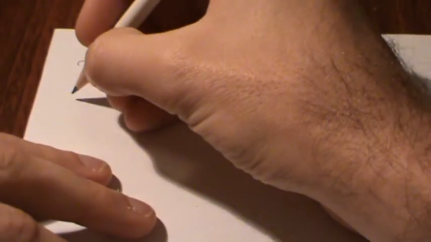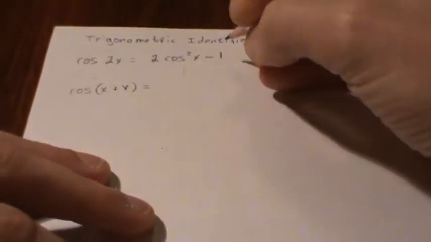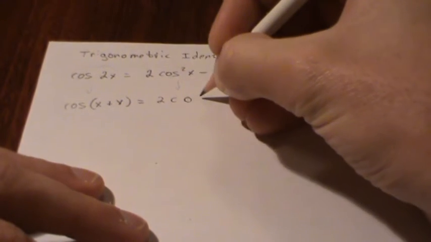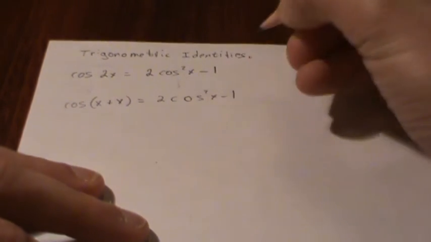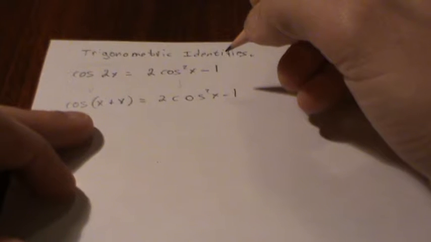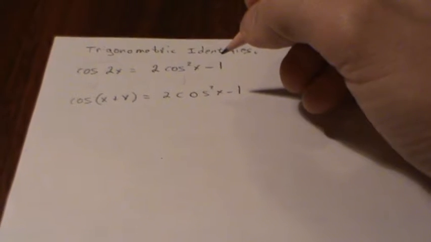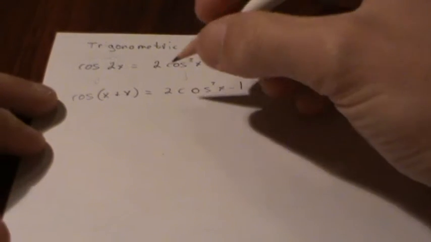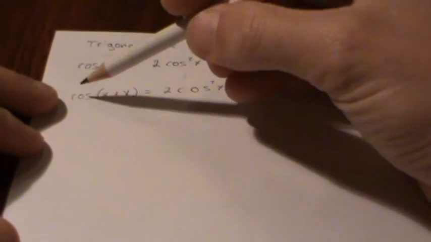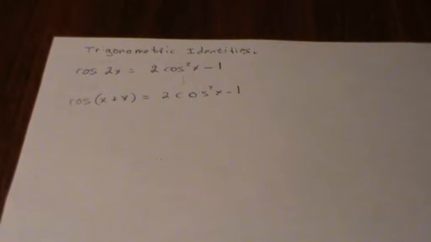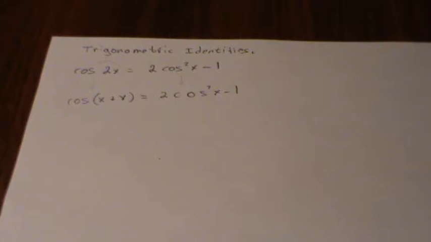What I'll do is I'll just mess around with this. Cosine of 2x, I'll write it as cosine of x plus x, and I'll just leave this. I'm going to only mess around with this side in the beginning here. And now I know that I've got a cosine formula. It's the compound angle formula. I'll show it to you right there.